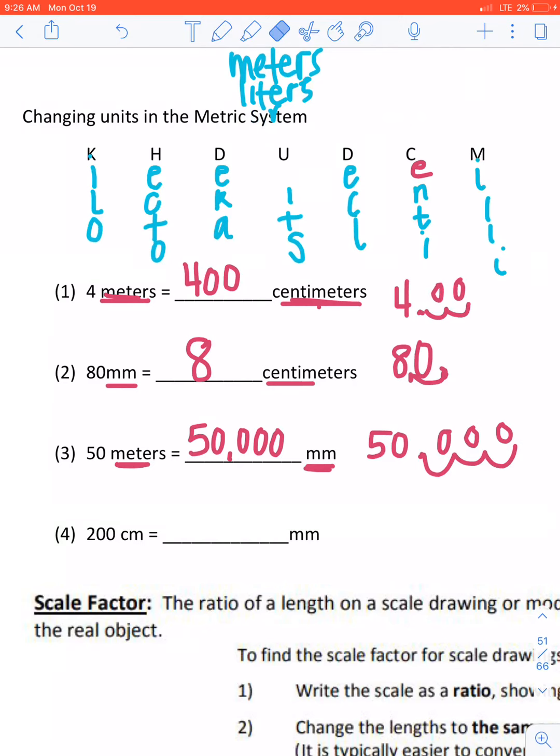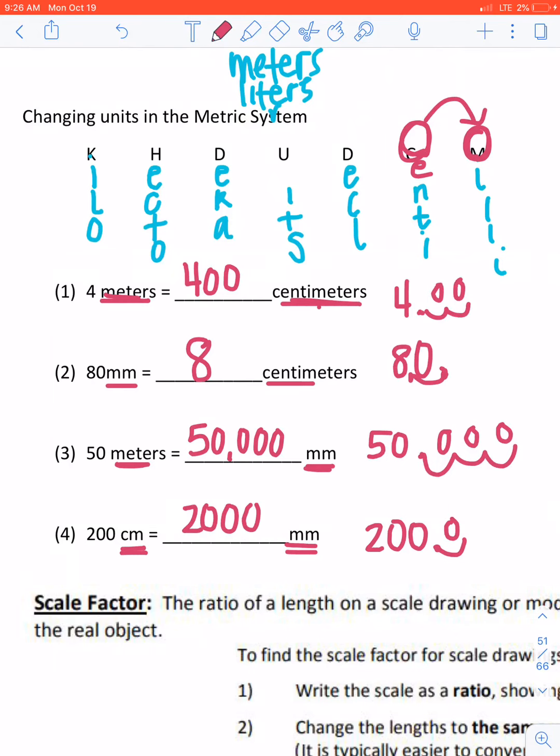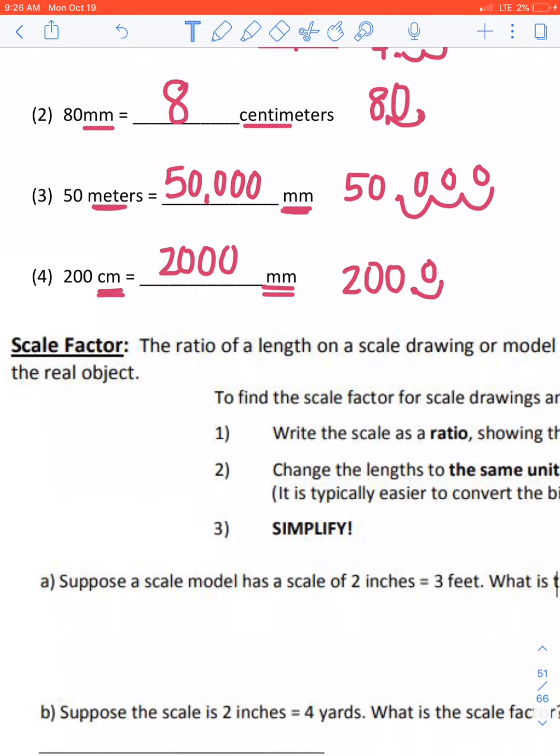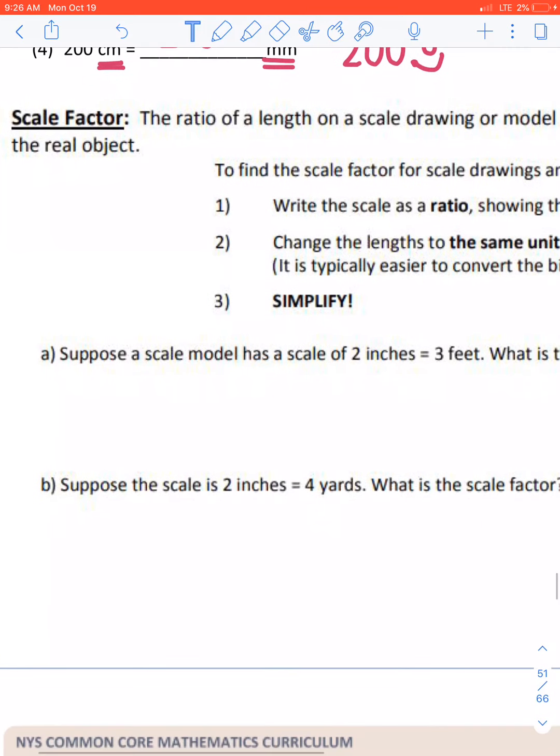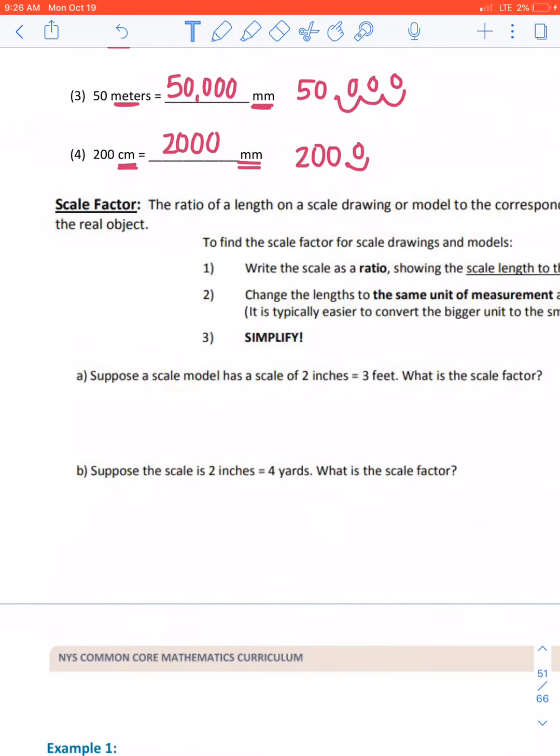All right. And the last one, we're going centimeters to millimeters. So here's my centimeters. Here's my millimeters. We're going 1 spot to the right. So 200 starts with the decimal point at the end. Moving 1 spot to the right, which would be 2,000 millimeters. So that's just a little background on how to change in the metric system. Like I said, you're going to need to know that because all units must be the same when we're talking about scale factors. So let me make this a little smaller.